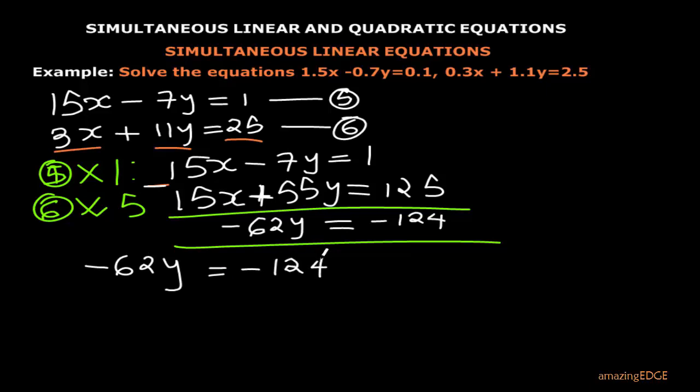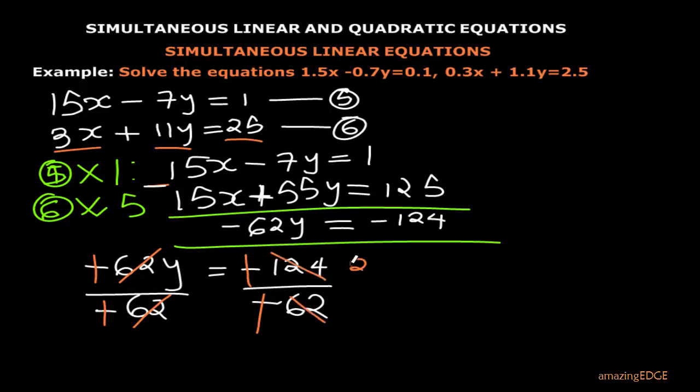So what are we looking for now? We are looking for y. So we are dividing by the coefficient of y, which is minus 62. So here, minus divided by minus is plus, 62 divided by 62, you have only y left. On the right, minus divided by minus is plus, then 124 divided by 62 will give us 2. So what it means therefore is y equals 2.